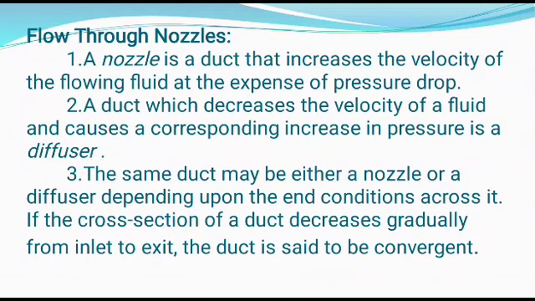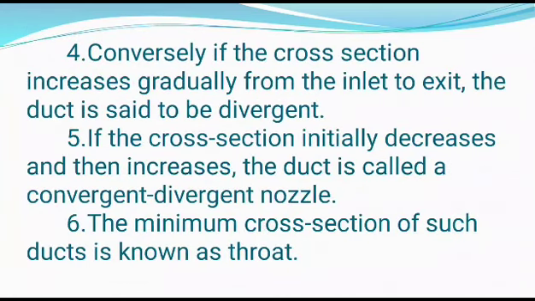If the cross section of the duct decreases gradually from inlet to exit, the duct is said to be convergent. Conversely, if the cross section increases gradually from inlet to exit, it is said to be divergent. If the cross section initially decreases and then increases, the duct is said to be a convergent divergent nozzle. The minimum cross section of such a duct is known as the throat.